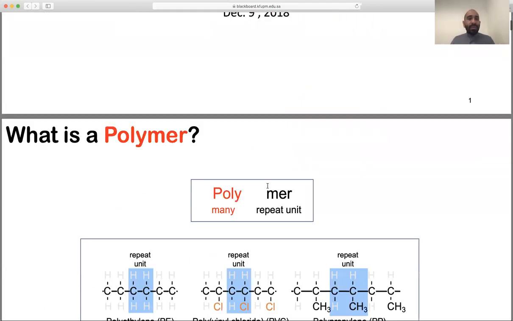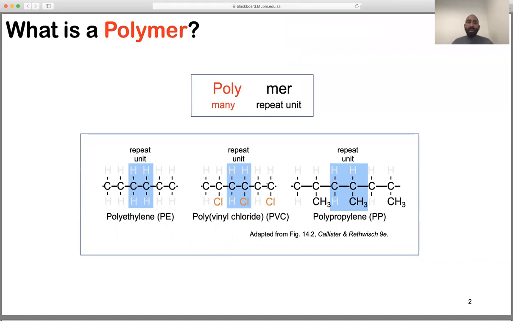Now, the first question that we need to ask ourselves is, what is polymer, right? Basically, we can divide this word into two parts. The first one, poly, means many, and mer means repeated units. So if you look at what's called polyethylene, maybe you heard this word many times, polyethylene.